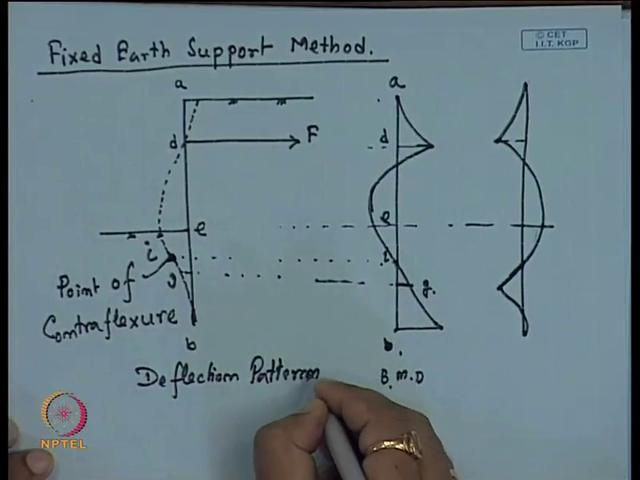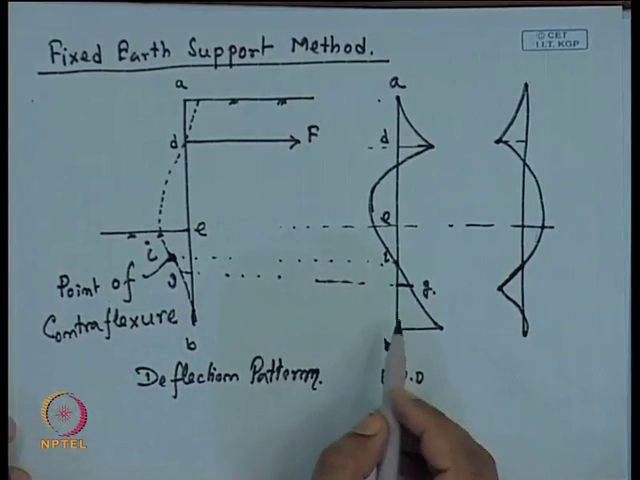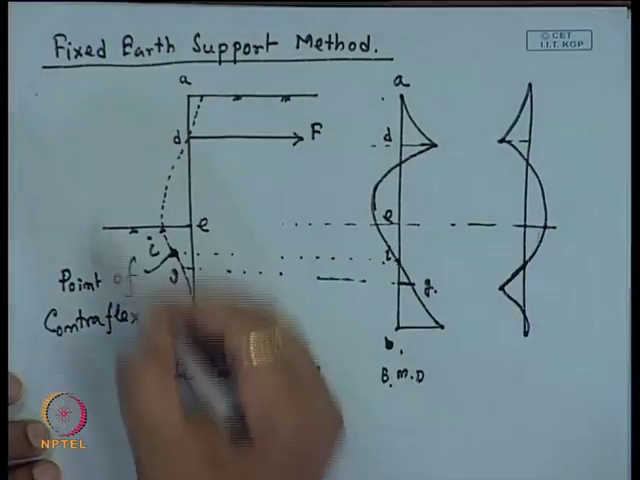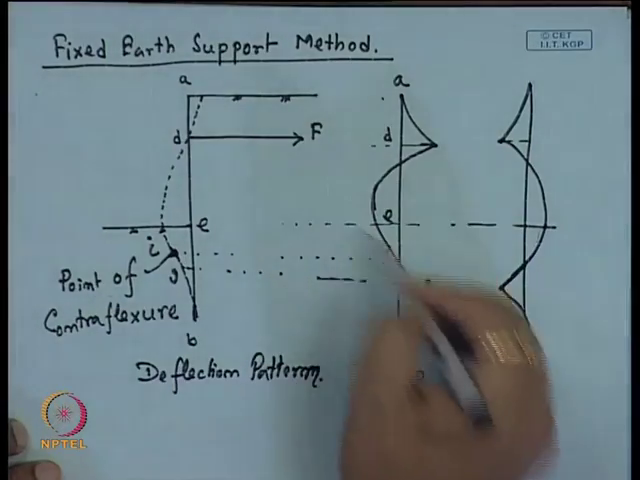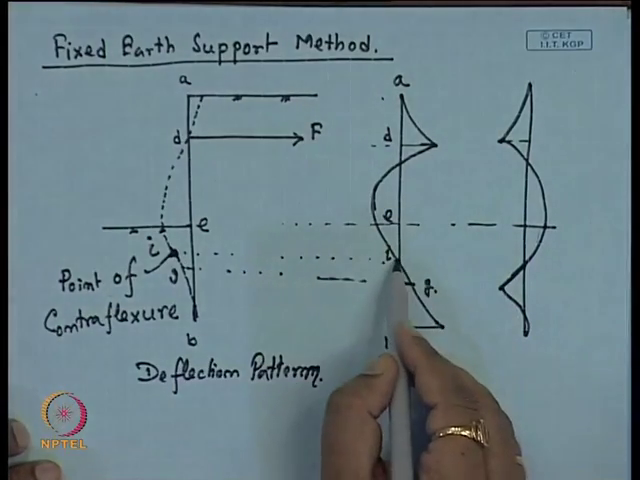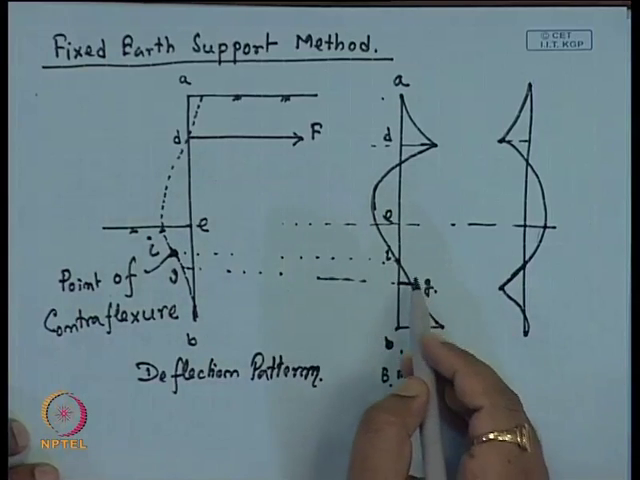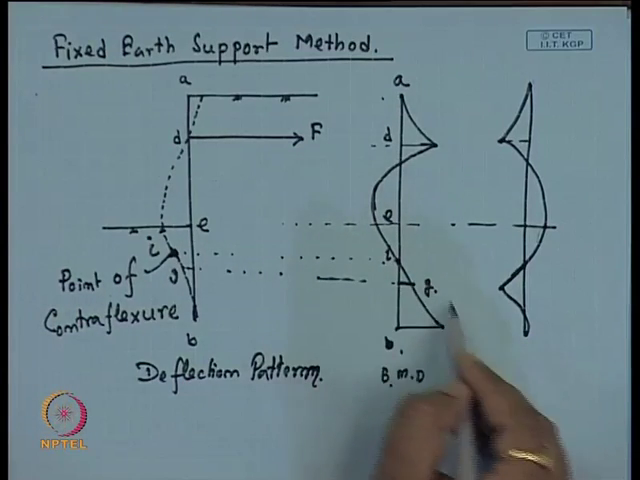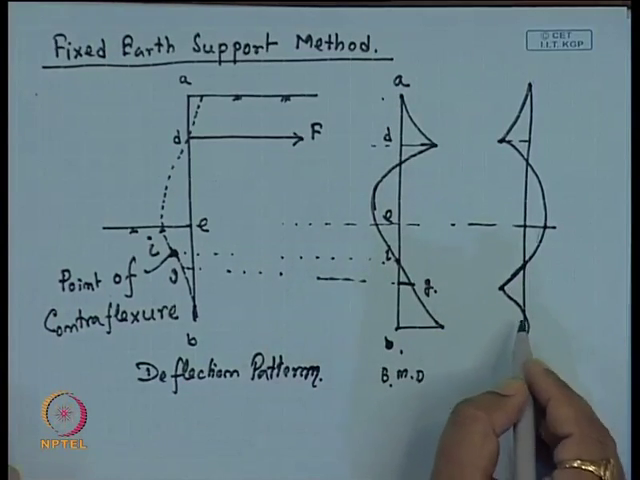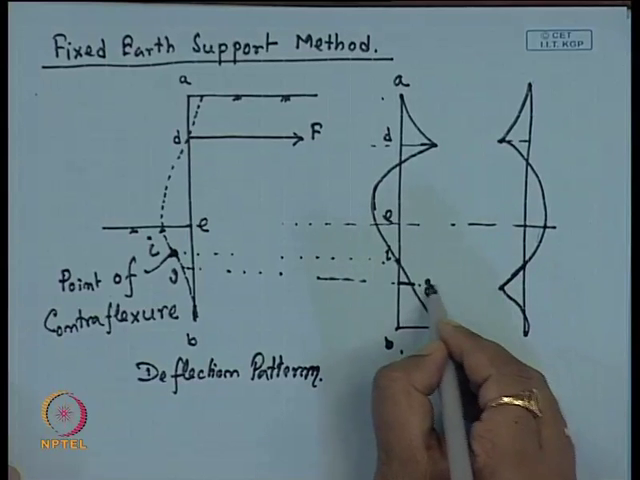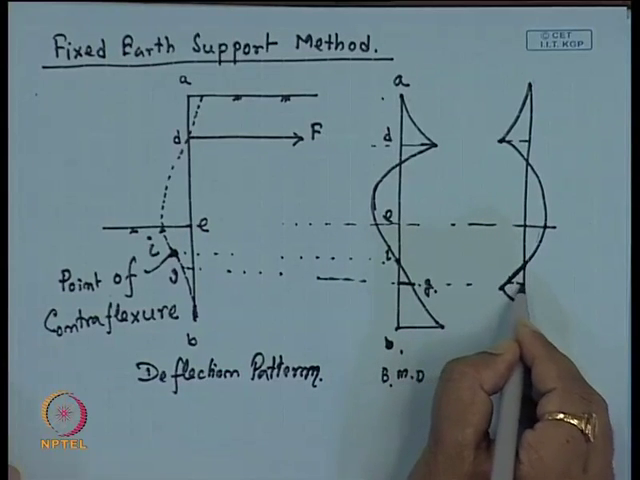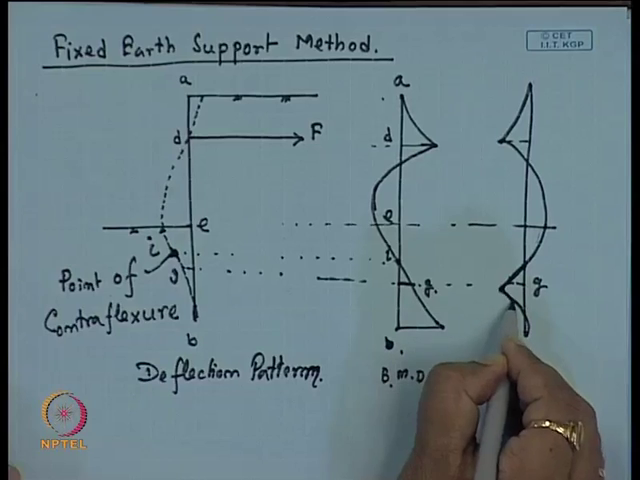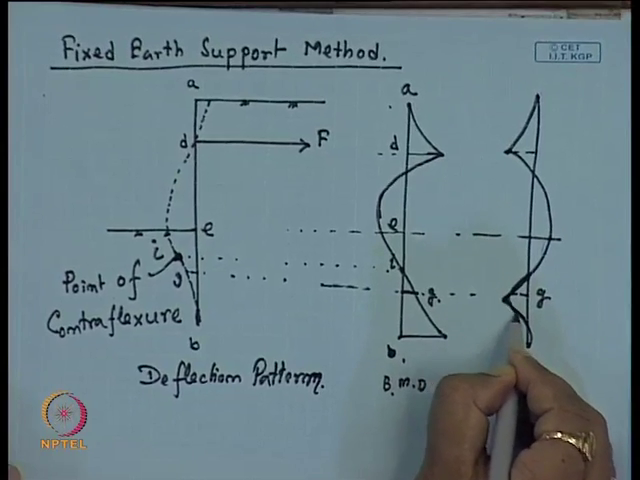Deflection pattern. Now we will discuss how to analyze this system. This is the point of contraflexure where these forces are changing, and G is another point. So, the G value is somewhere here, and then you can get this type of diagram also.